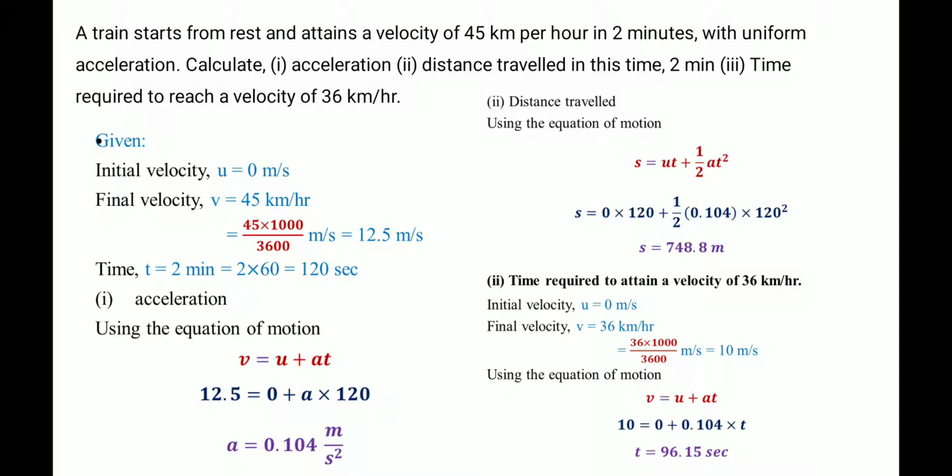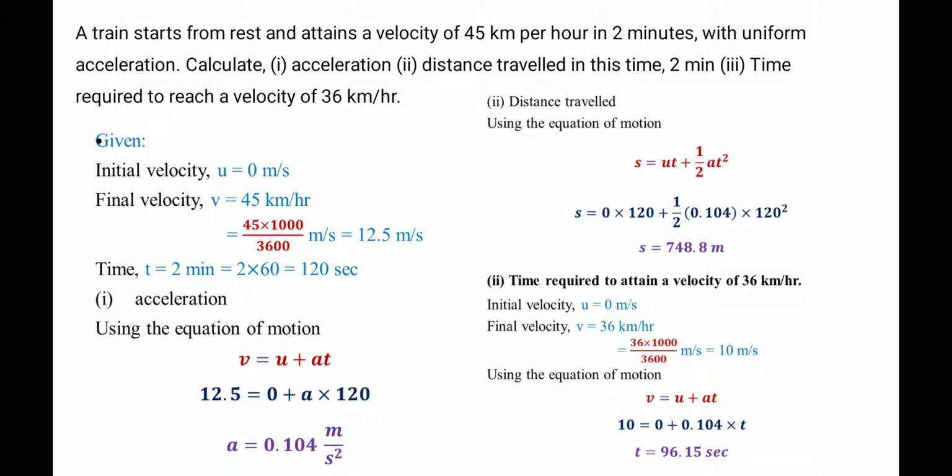But here, we know the value of initial velocity, final velocity, and time also. We need to find acceleration. So better we use the first equation, then only we will get the unknown value. Only one is the unknown value. All the other parameters in this equation are known values. So we can use this first formula. Substitute the final velocity, initial velocity is 0, time is 120 seconds, and acceleration is to be found. While solving we will get the acceleration value as 0.104 meter per second square.